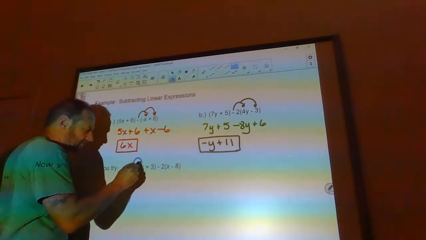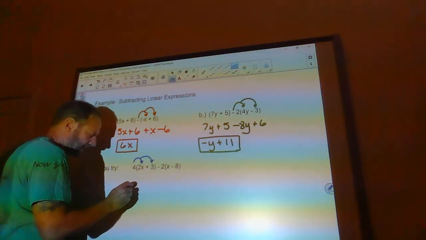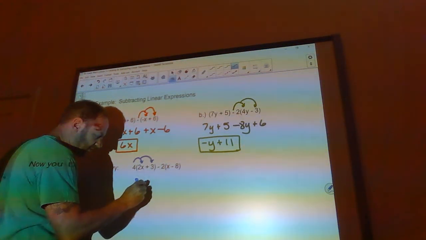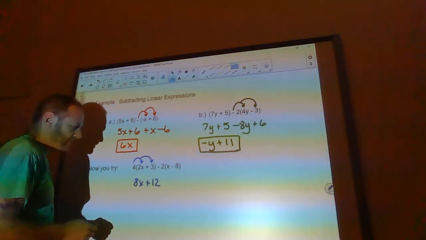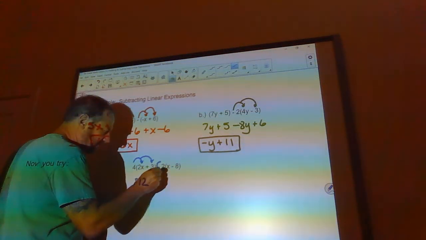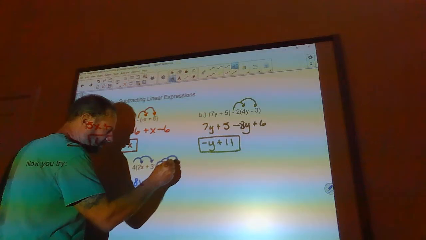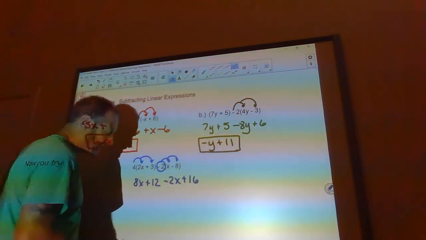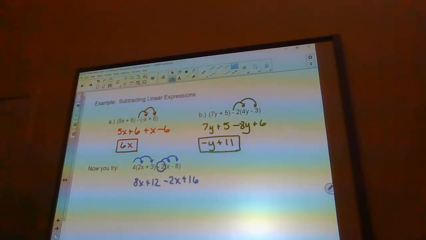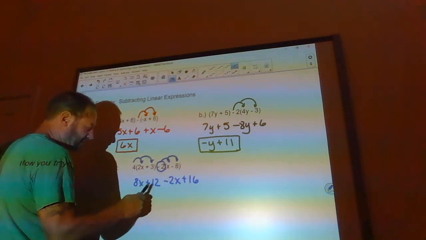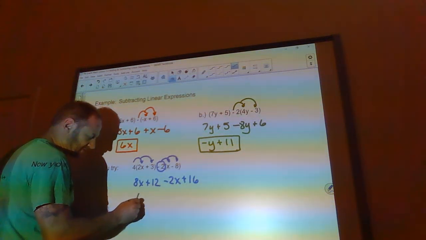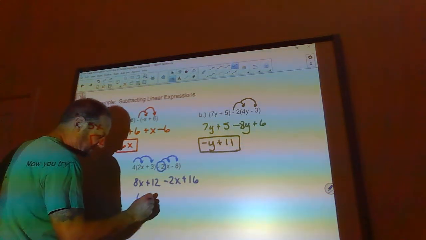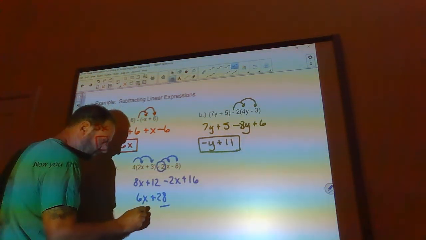Okay, here I'm going to distribute the 4 here. So I'm going to get 8x plus 12. Then I'm going to take this whole negative 2 right here and distribute it in here. So it's going to be negative 2x plus 16. Now I can combine my like terms. 8x and negative 2x is 6x, and 12 plus 16 is 28.